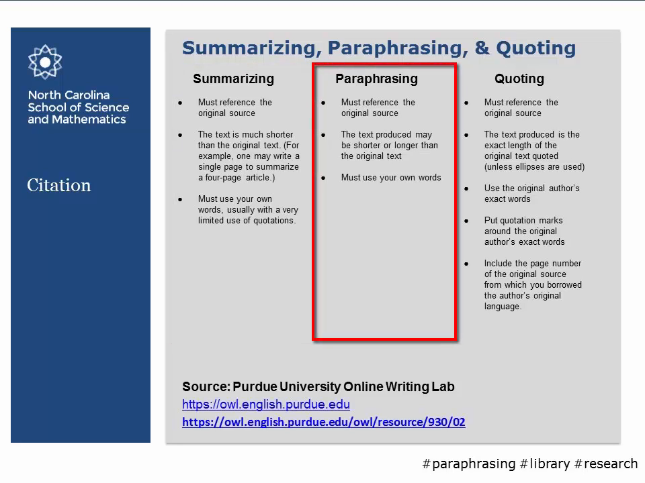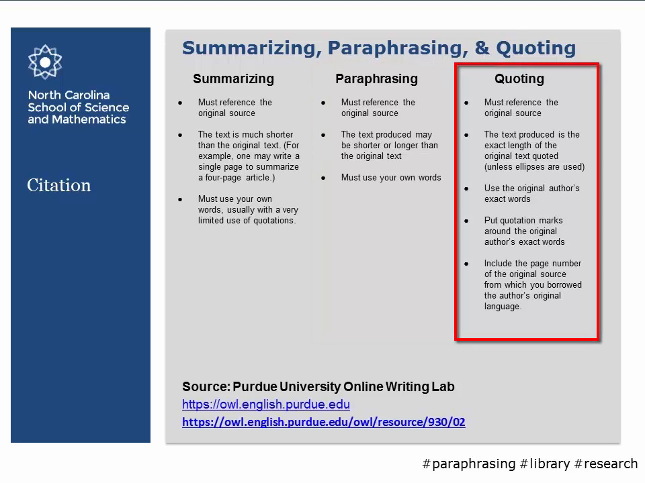Paraphrasing. You must reference the original source. The text produced may be shorter or longer than the original text. You must use your own words. Quoting. You must reference the original source. The text produced is the exact length of the original text quoted, unless ellipses are used. Use the original author's exact words. Put quotation marks around the original author's exact words. Include the page number of the original source from which you borrowed the author's original language.